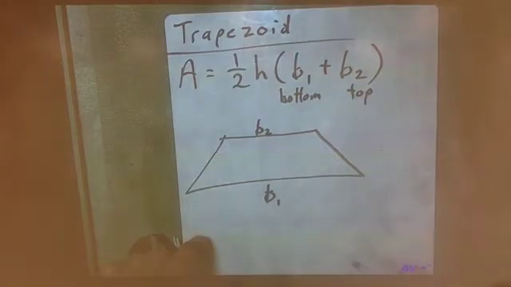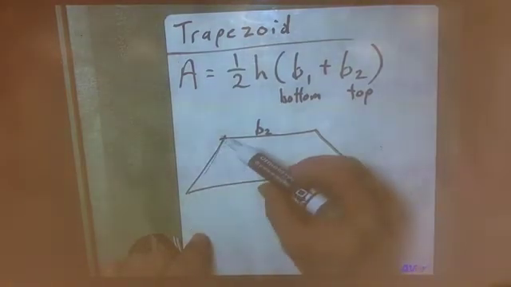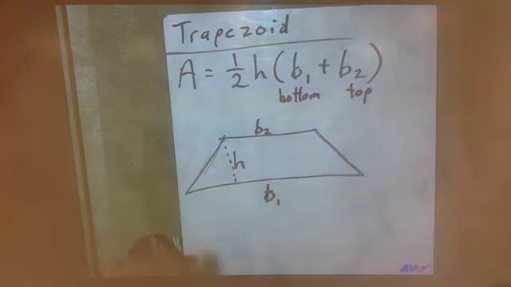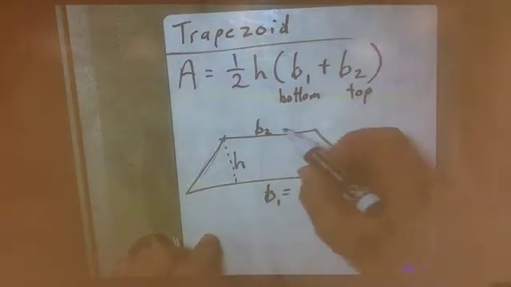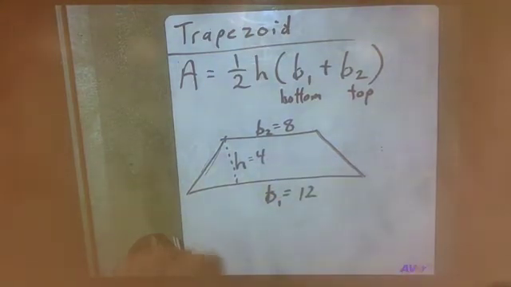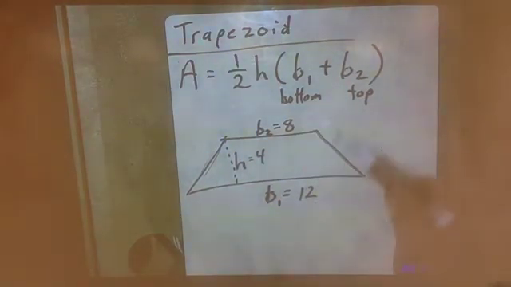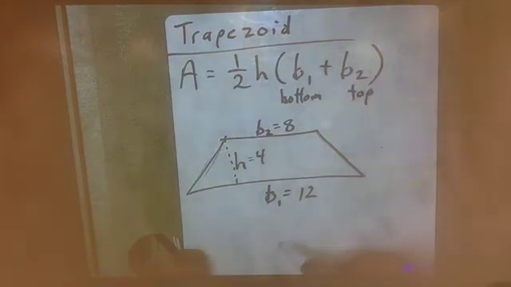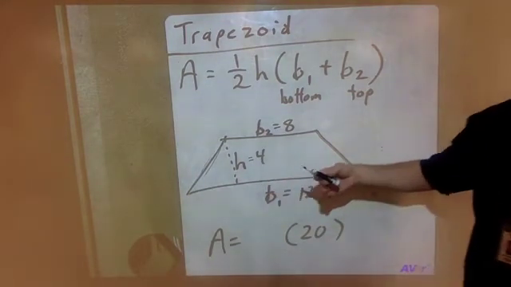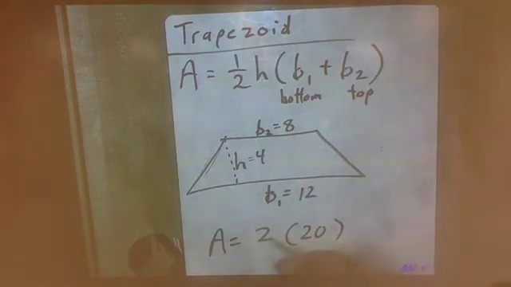And then the height, just like a parallelogram, is not the length of the side because you don't measure height at an angle. You measure height going straight up and down. So that would be your height. So if I put numbers to these, let's say the bottom has a length of 12, the top has a length of 8, and the height is 4. Then you would add 12 and 8 together, the top and the bottom, the B1 and the B2, and you would get 20 for that in your parentheses. And then you would take half of your height, which is 4, half of 4 is 2, so you'd do 2 times 20 and your area is 40.